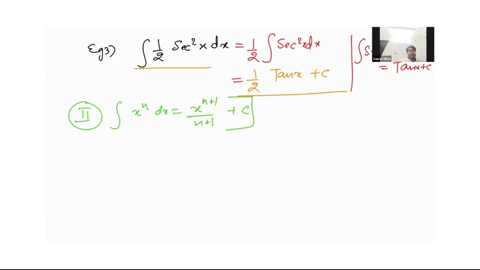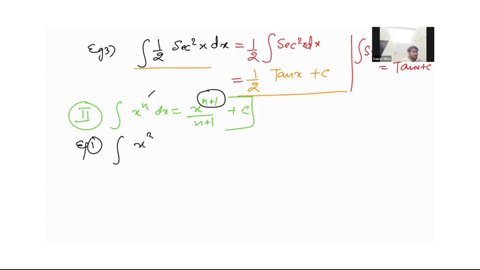Okay, the integration of x to the power n dx will be x to the power n plus 1, add 1 to the power, and that same power should be divided, n plus 1, plus c. So let's check an example.